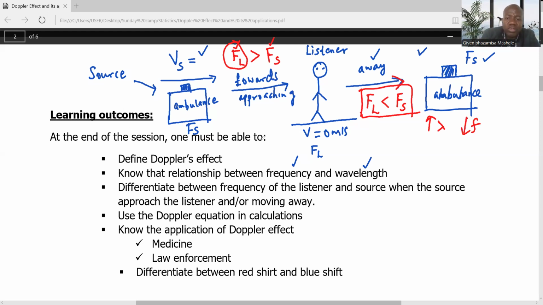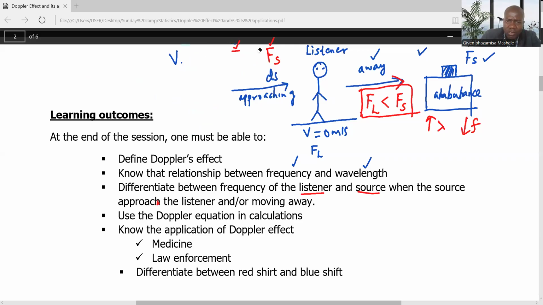All right, without wasting time, since I have explained the difference between the frequency of the listener and of the source or the observer, when the source is approaching the listener and when it's moving away from the listener, now I want us to use the Doppler's equation in calculation. I want to tell you something very important when you are dealing with this Doppler's effect equation. Let me write down the Doppler's equation.